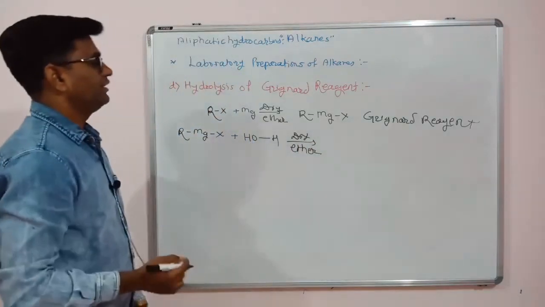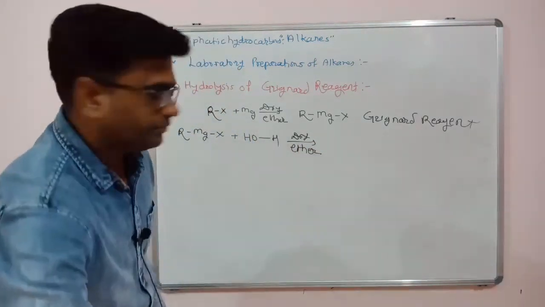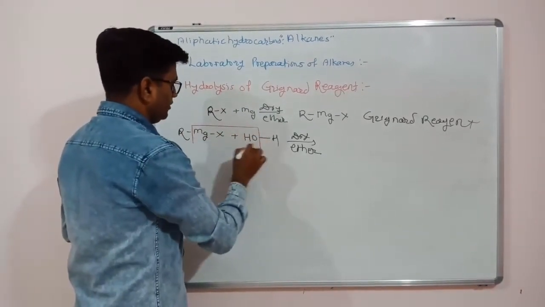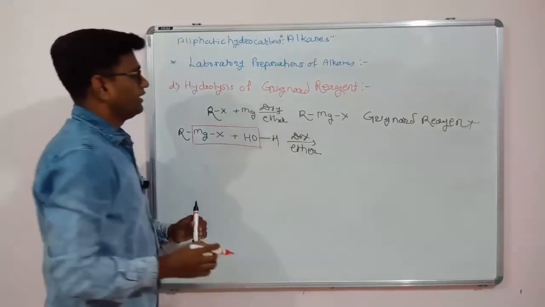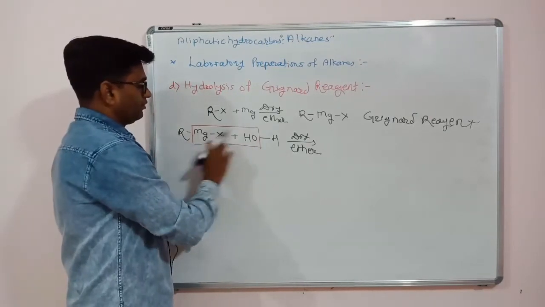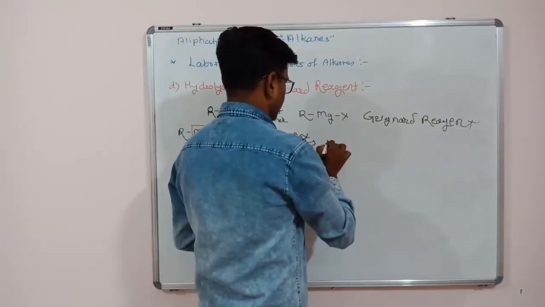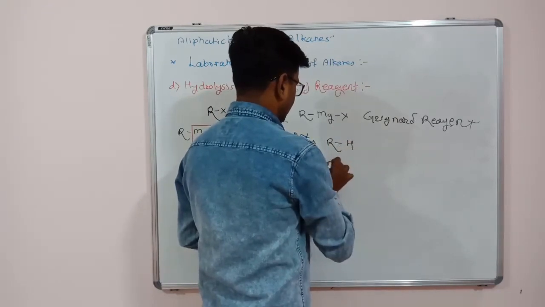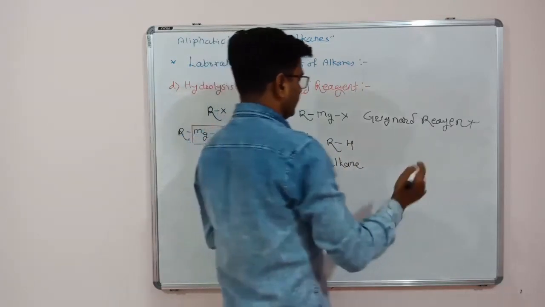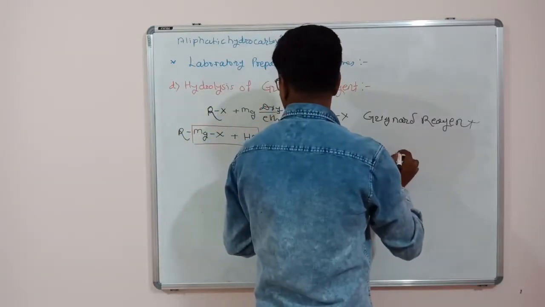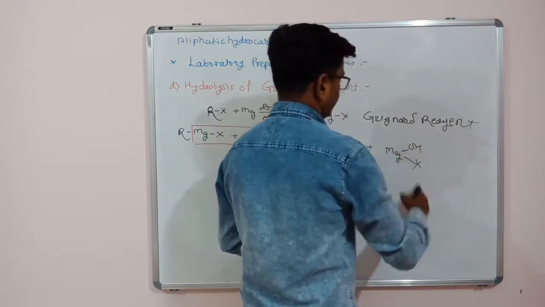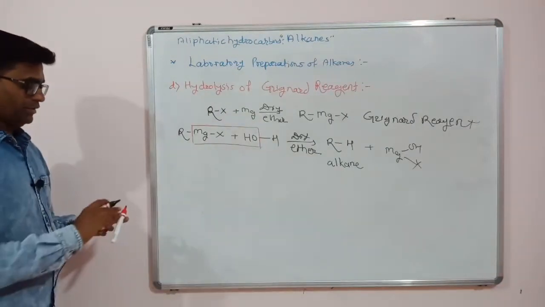THF, dry ether solvent, diethyl ether, then what will happen? So there will be the hydrolysis reaction of the Grignard reagent and our product is, the R alkyl group will get hydrogen and form an alkane. So we will get this alkane as a product. Whatever the R is there, that alkyl group is converted to alkane and the byproduct is MgOHX. So this is the byproduct.